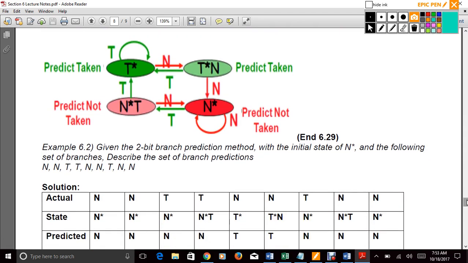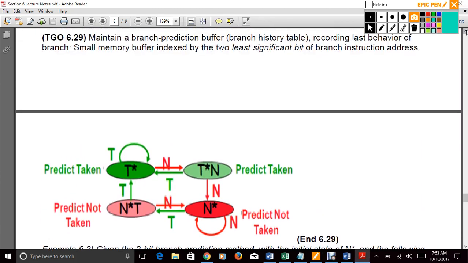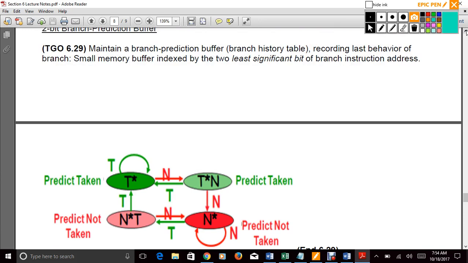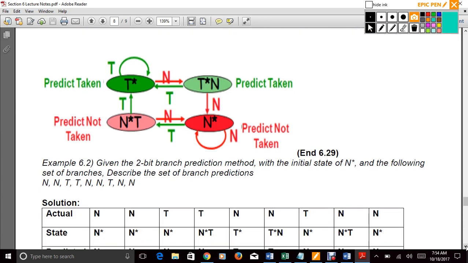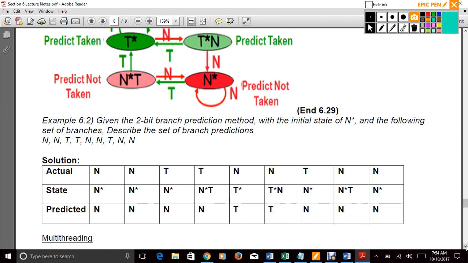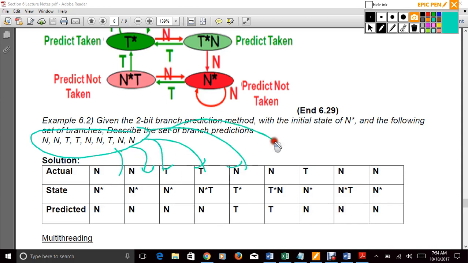Example 6.2. So we're going to actually go over this, and this is all you're going to be given on an exam. So the exam question would be the combination of 6.29 and example 6.2. So I would say define 2-bit branch prediction and draw a diagram. So this would be the first part. And then the second part would be, given the 2-bit branch prediction method with initial state of n star and the following set of branches, describe the set of branches. So you are going to be basically given this. And see, the actual corresponds to these values.